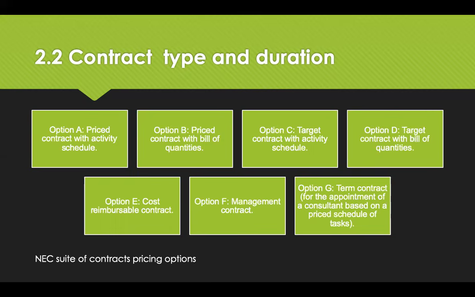Option E is where you have a cost reimbursable contract. So you cover the supplier's cost plus a bit of fixed overheads and profits. Option F is for management contracts. And option G, term contract for the appointment of a consultant based on a price schedule of tasks.